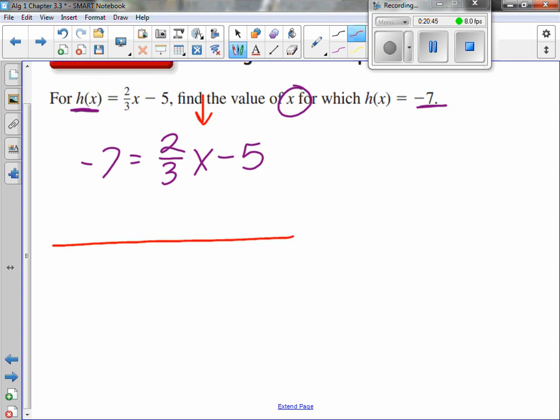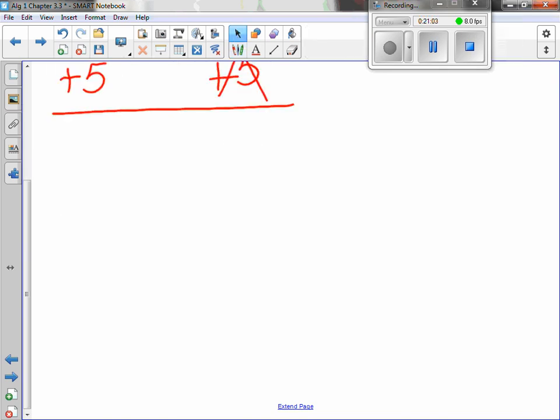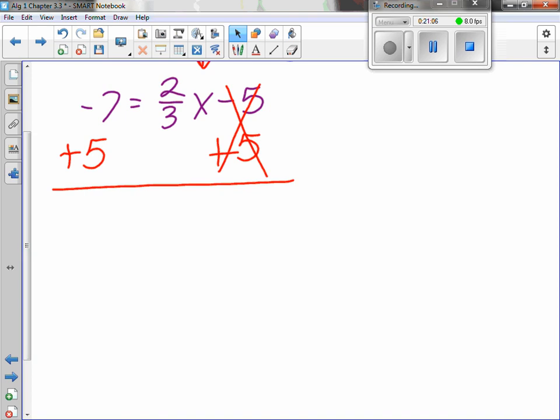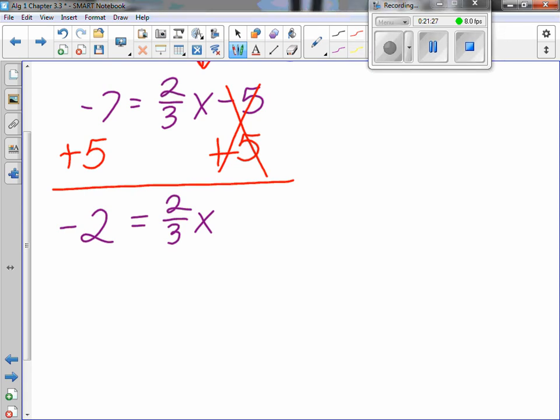The negative 5 is going to be easier to move first, because the opposite of subtraction, or the opposite of a negative, is addition or positive. So I would add 5 to both sides, because negative 5 plus 5 is 0. So what I have on the right side is 2/3 x. Now negative 7 plus 5 is negative 2. Any questions on anything we've done so far?